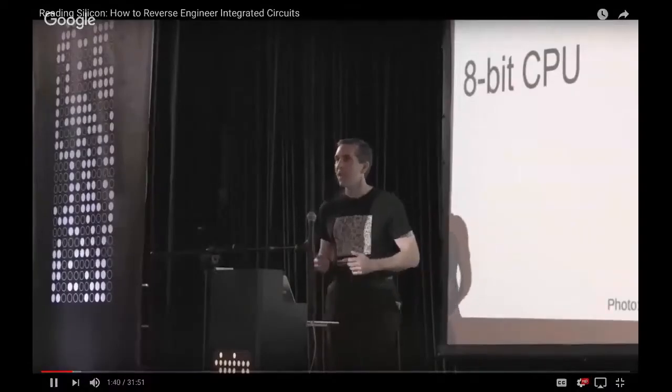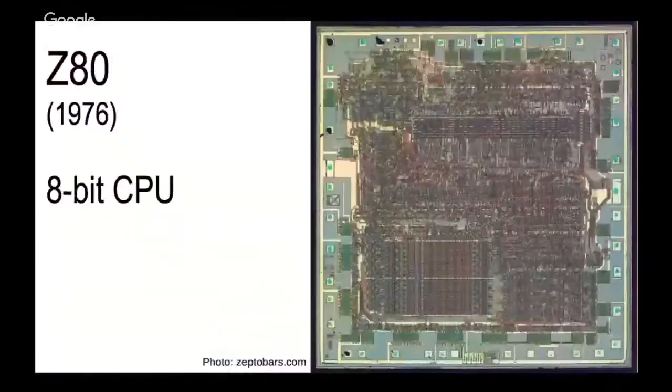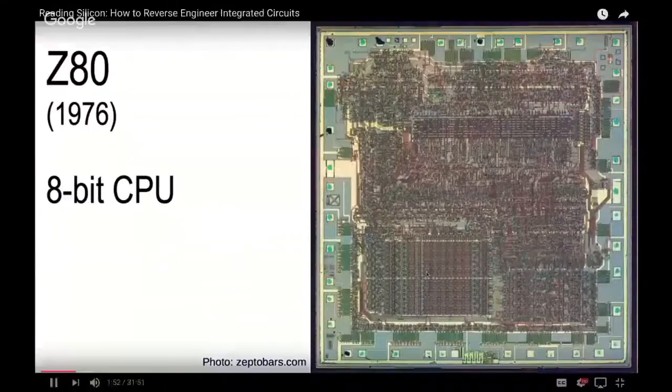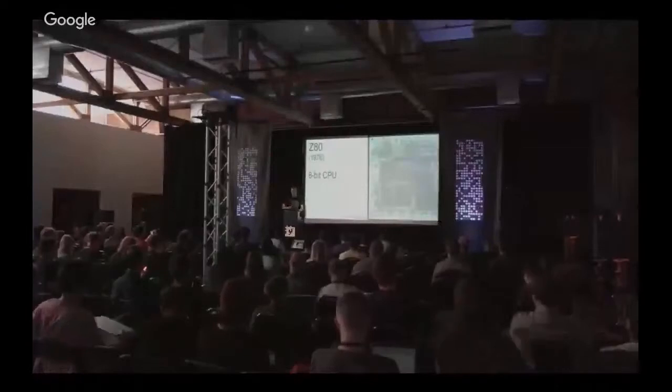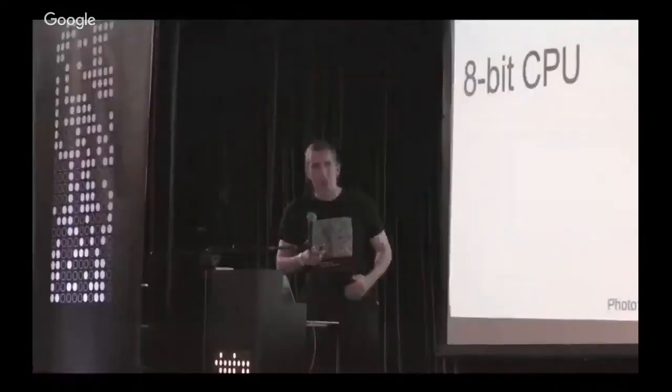So, with the Z80. Any Z80 fans out there? All right, awesome. So this 8-bit CPU, here's a die photo I got from Zeptobars. Let's see if this laser pointer works. When you look at this chip at first, you may think this is just a crazy jumble of circuitry. What's going on here? Well, there's some ways you can figure out what's going on.